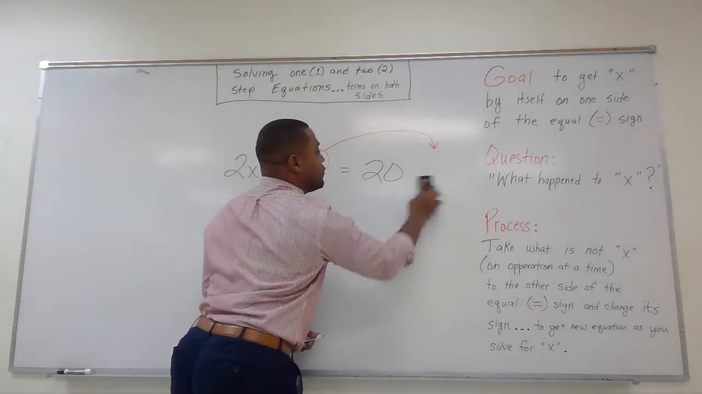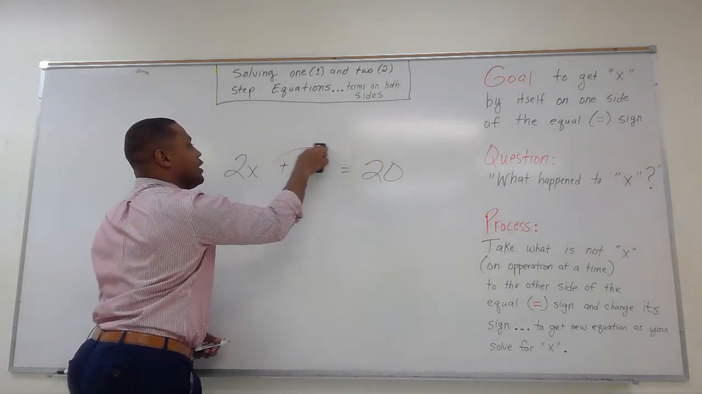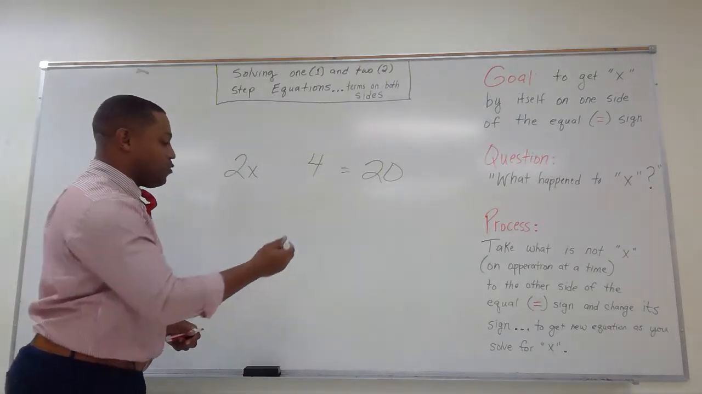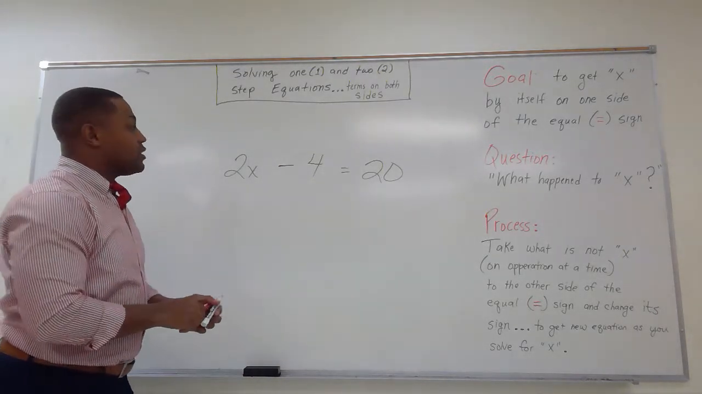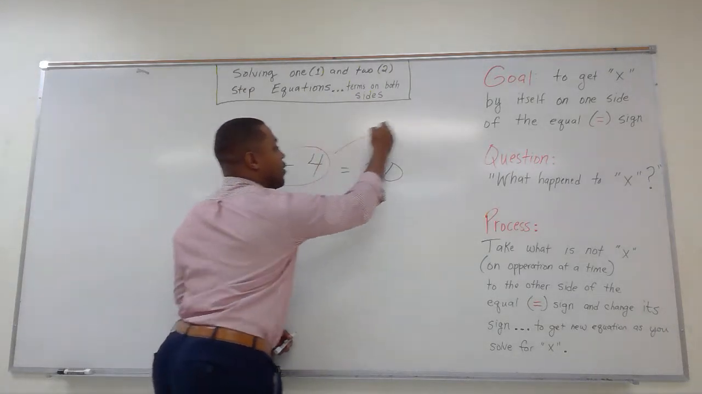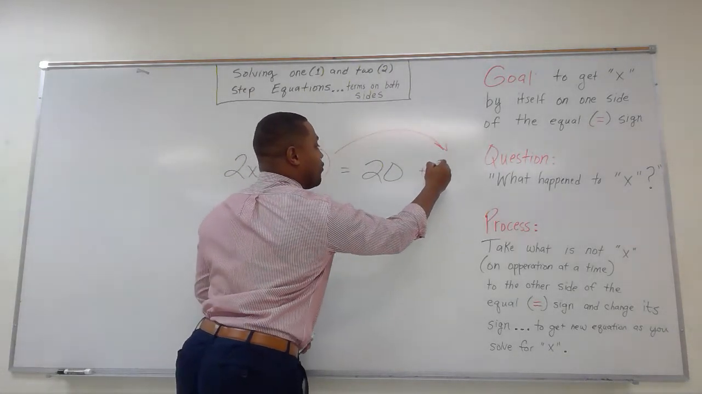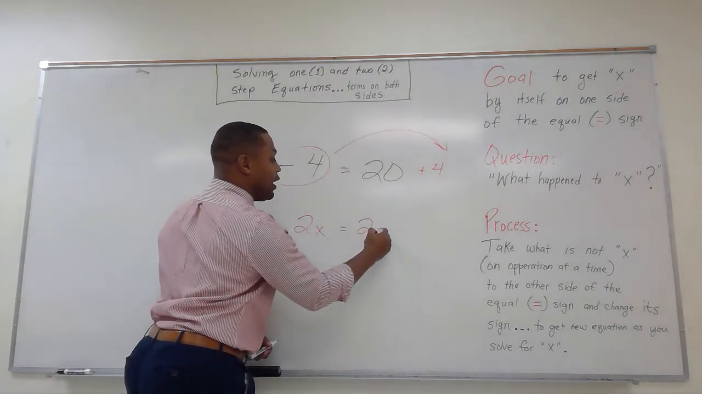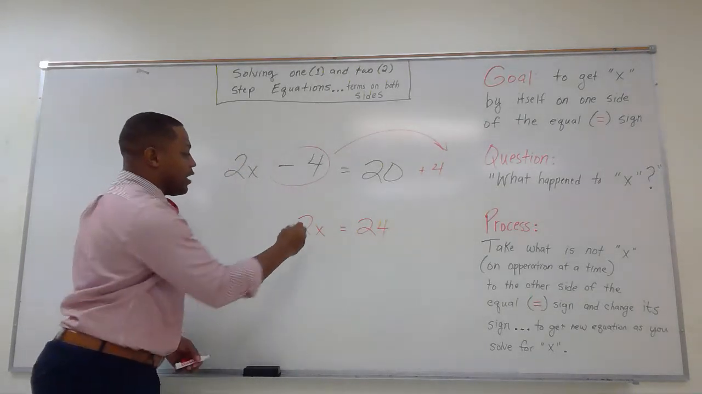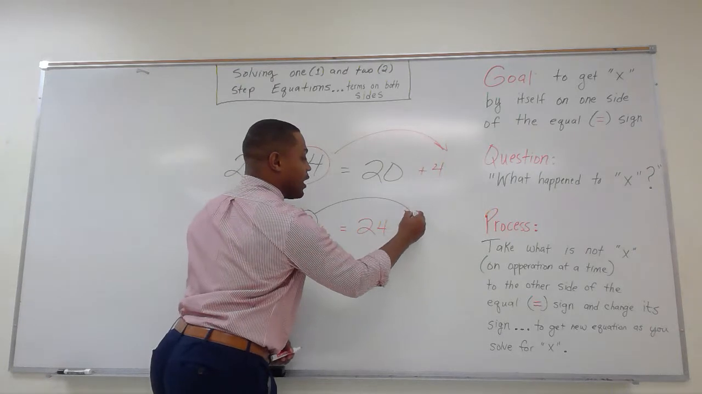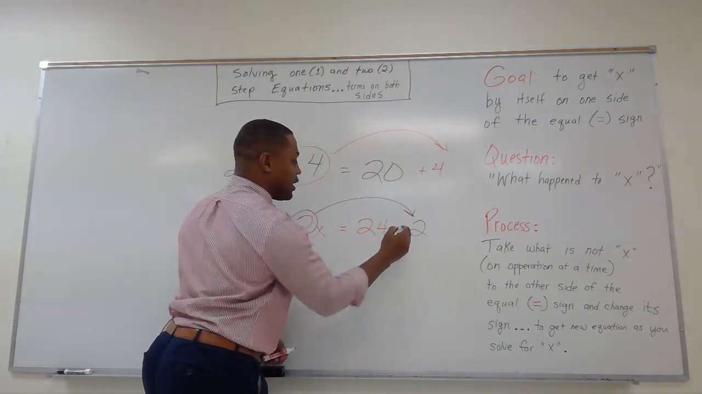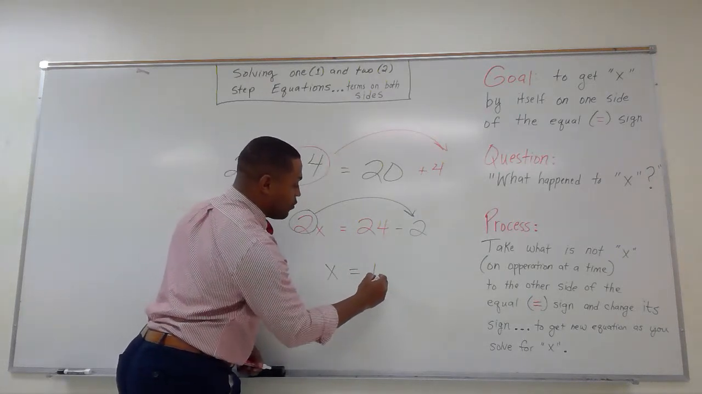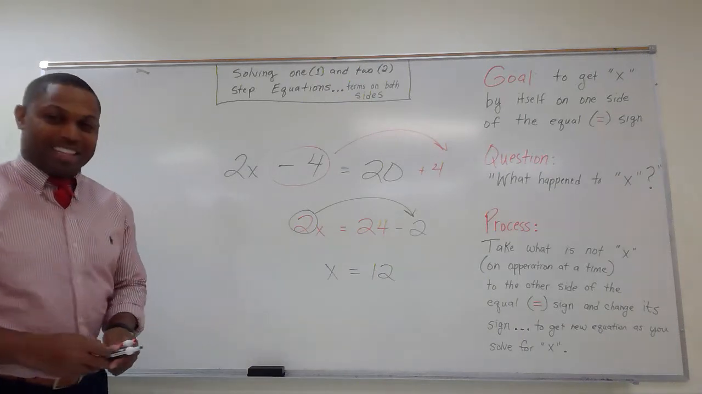We're going to stay right here just for a second. So what if this were a minus 4? Then I would simply take this to the other side and then add 4. So that would give me 2x equals 24. Then I would take this here to the other side of the equal sign and change its sign. And then that would say that x equals 12, just like that.